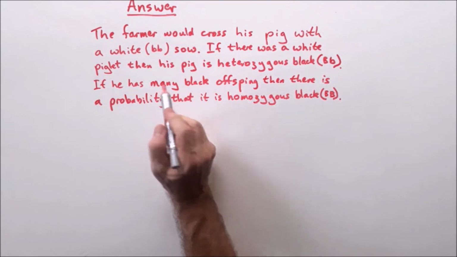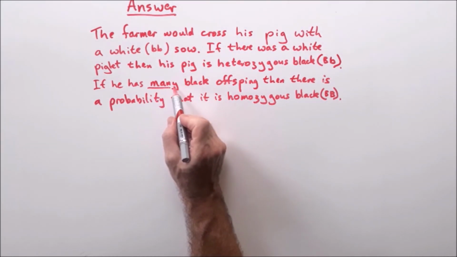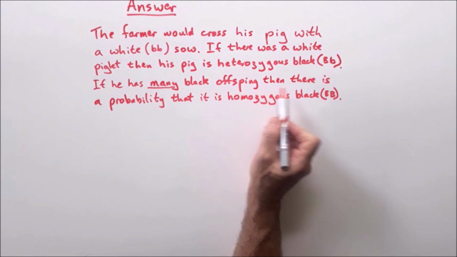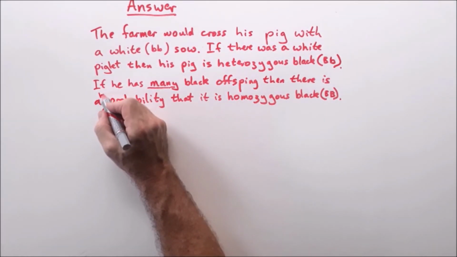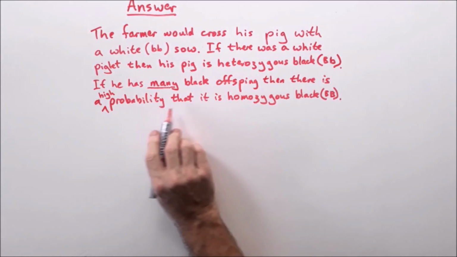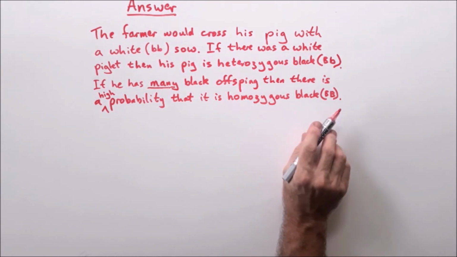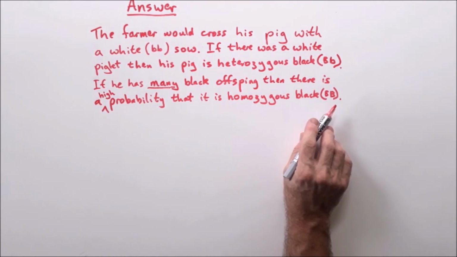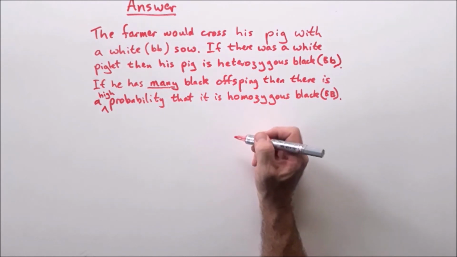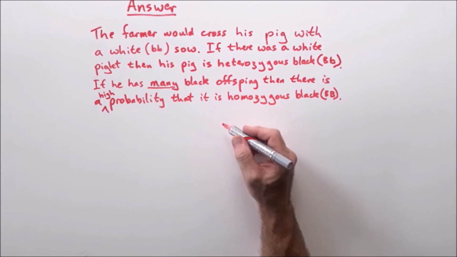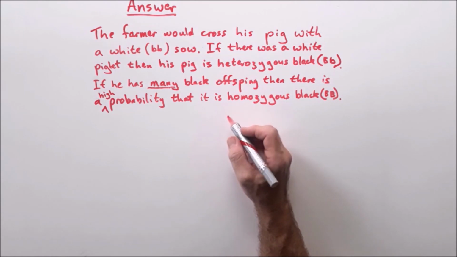So if he has many, and I think that's what you have to include here. If he has many black offspring, there is in fact, I forgot about that, there's a high probability that it is homozygous black. In other words, it could still be heterozygous black, and just every single time a piglet is born, it is black. That's like flipping a coin and getting heads every single time for a whole series of coin flips. The chances are slim. You're going to get a tails somewhere along the line because there's a 50-50 chance of getting tails.